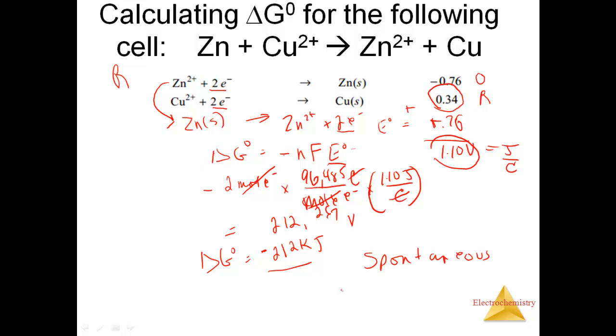Now we also know, because E naught is greater than 0, because it is positive, that also indicates spontaneity. Okay, that's going to do it.